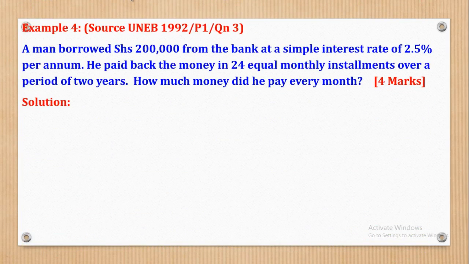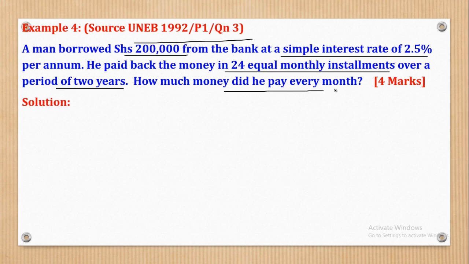Example 4 came from UNEB 1992 paper 1 question 3, and it says a man borrowed shillings 200,000 from a bank at a simple interest rate of 2.5% per annum. He paid back the money in 24 equal monthly installments over a period of 2 years. How much money did he pay every month?